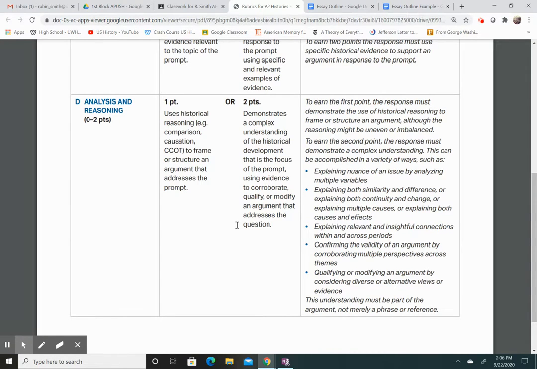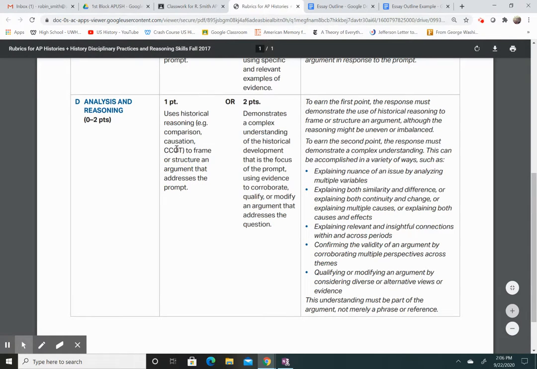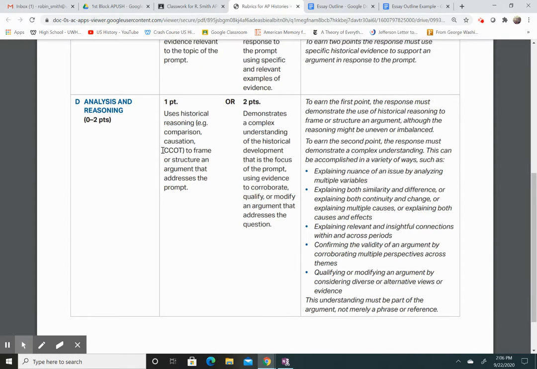So for example, you earn 1 point for using historical reasoning to frame the structure of your essay. For this type of essay, it's a turning point essay. We're going to look at continuity and change over time. That's the easiest way to construct this essay. So what I want to be doing in my introduction is talking about things that caused the French and Indian War, who it was fought between, and then my thesis statement is going to help explain how the war is changing the relationship between Britain and the United States.